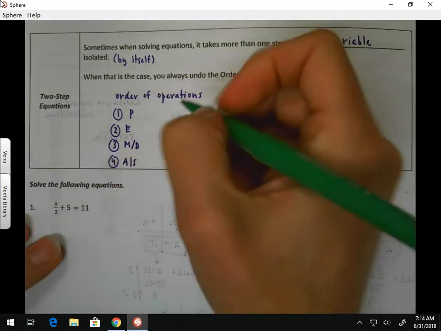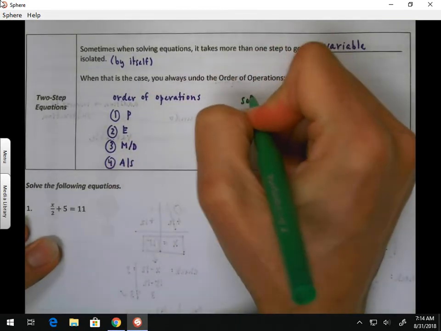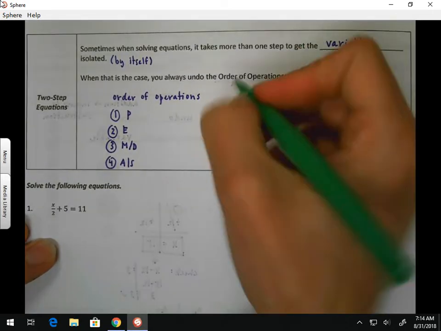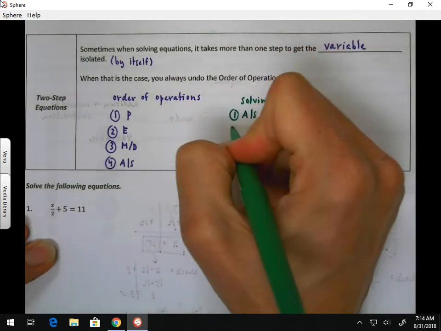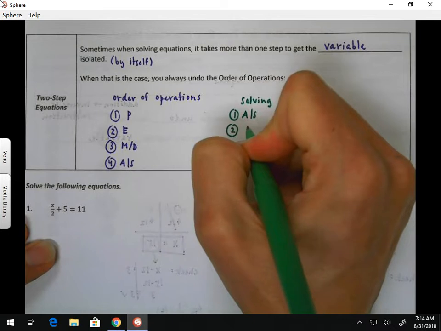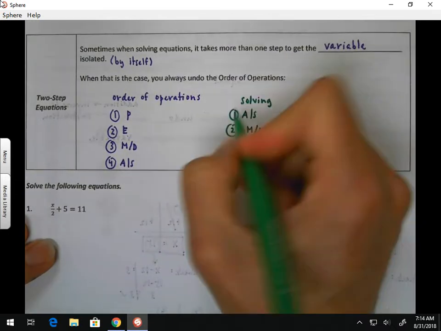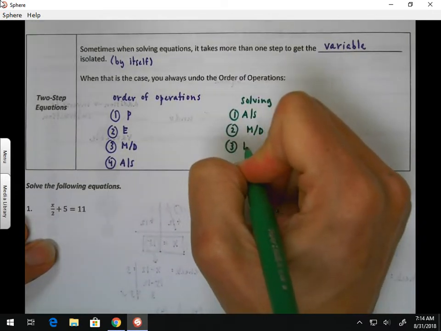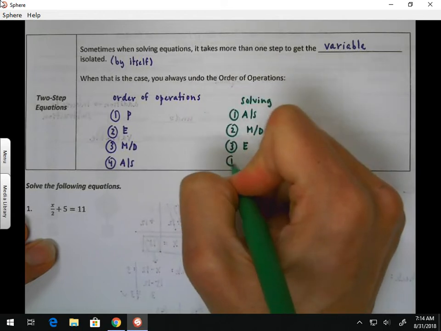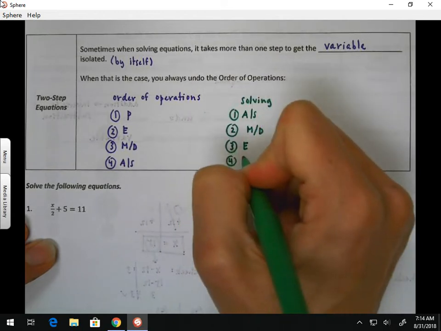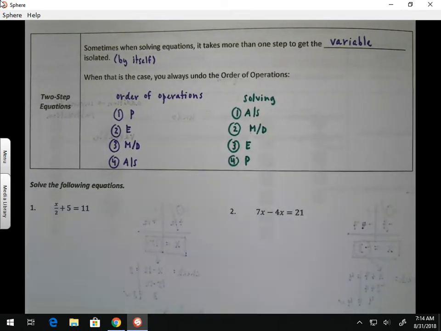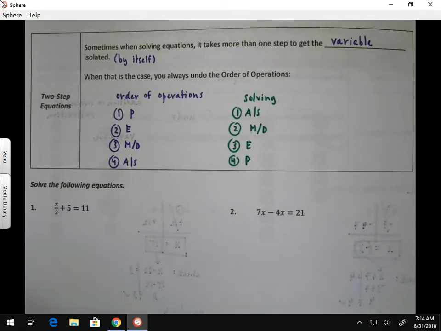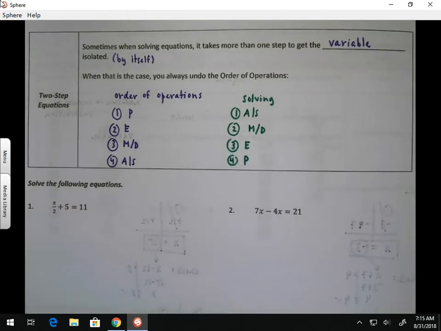Now, when we're solving, all of this gets reversed. So in other words, first I would undo any addition or subtraction. Then I would undo any multiplication or division. I would deal with any exponents. And lastly, I would do parentheses. So notice it's all in reverse order when we're solving, because we're trying to undo that order of operations. So let's take a look at what this would look like.